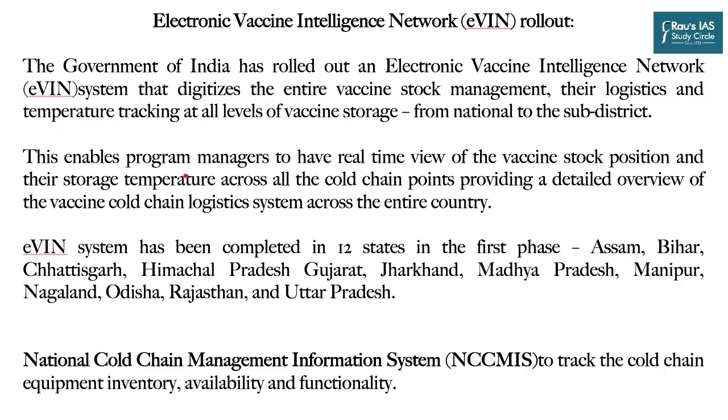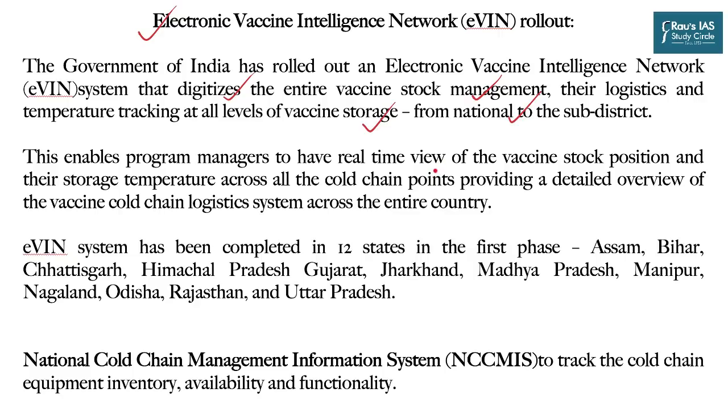Now the obvious question is that when you want so many vaccines to reach so many areas, every nook and corner of the country has to be covered and every infant and child has to be vaccinated, there has to be proper supply chain management. And so the government of India has taken proper steps in this regard as well, with the electronic vaccine intelligence network rollout that digitizes the entire vaccine stock management, their logistics and temperature tracking at all levels of vaccine storage from national to sub-district.